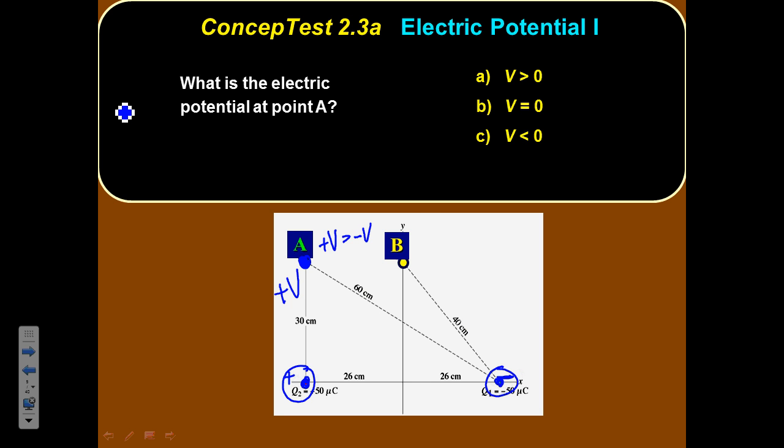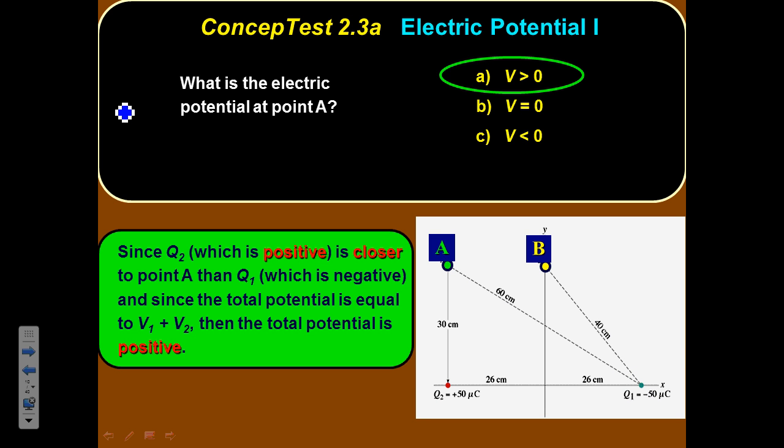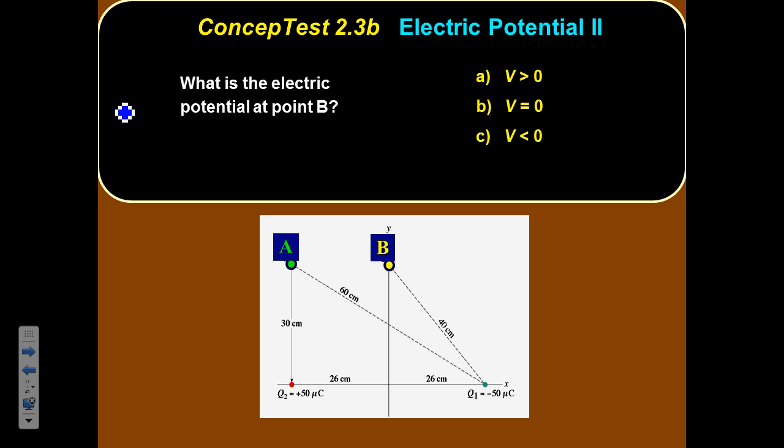Right? And then it asks a similar question, like what is the potential at point B? At point B, I'm equidistant from these two charges, and so they're equal. The potential due to the positive and the negative charge is equal, so my potential is equal to 0.